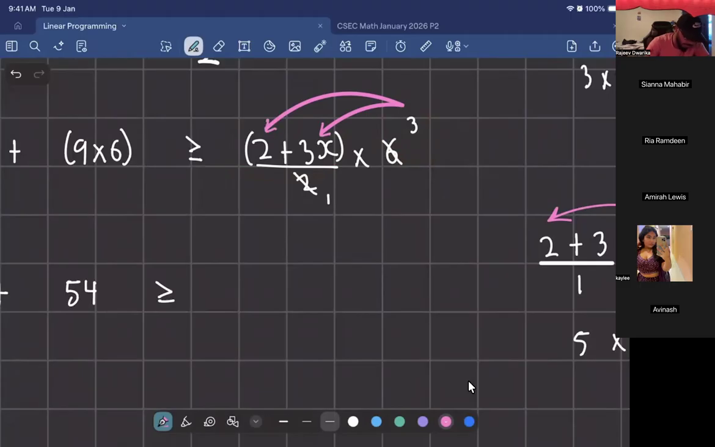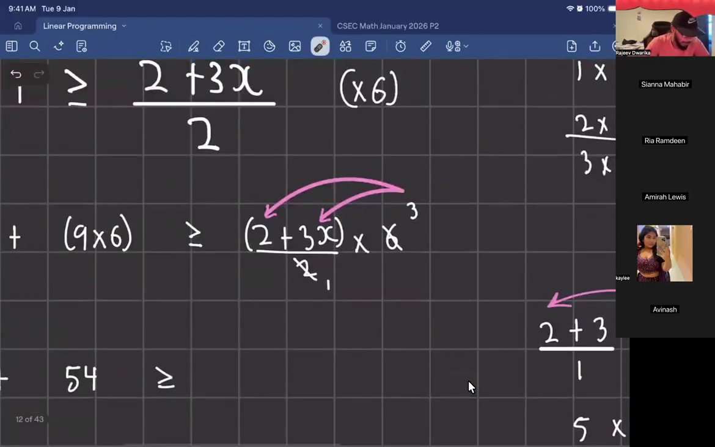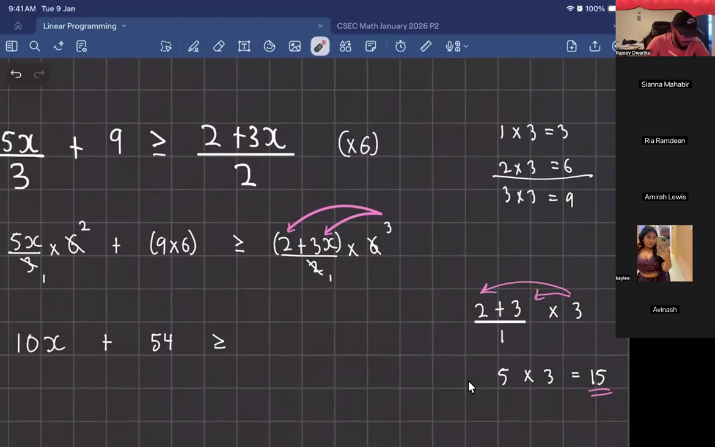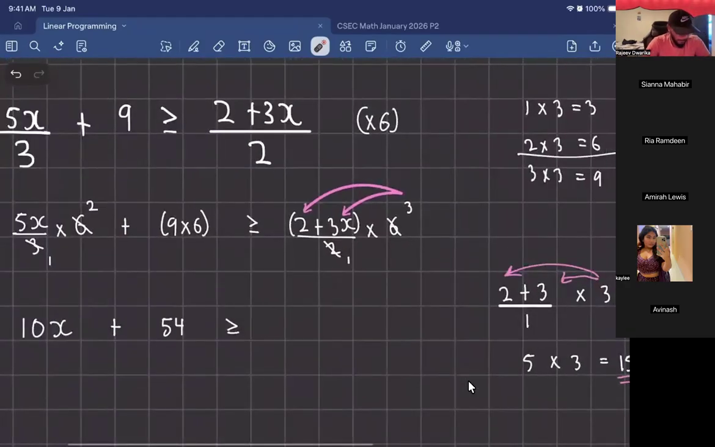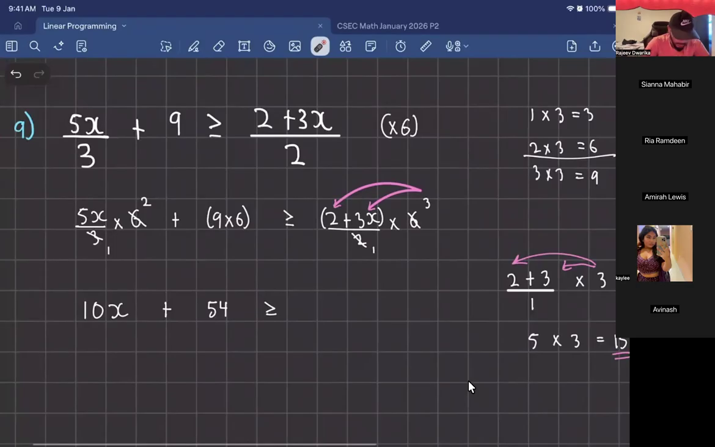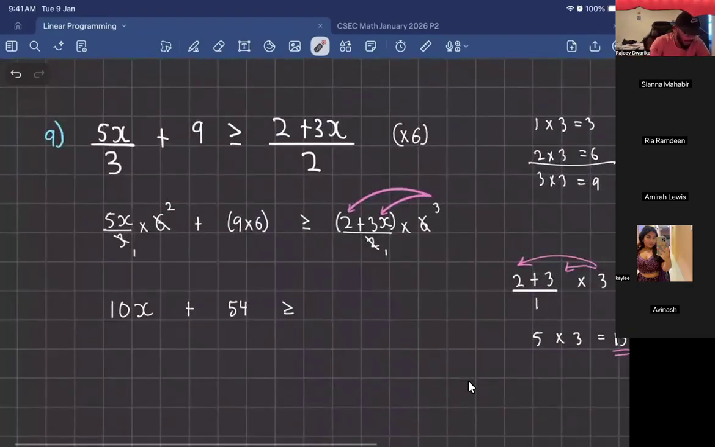So we're talking about the 2 plus 3x multiplied by 6. How are you working that out? Not by 6. Recall that 6 is not to the power 3. All right, so I want you to look at the start of the question. At the start of the question, we had 5x divided by 3, and we had 2 plus 3x divided by 2.